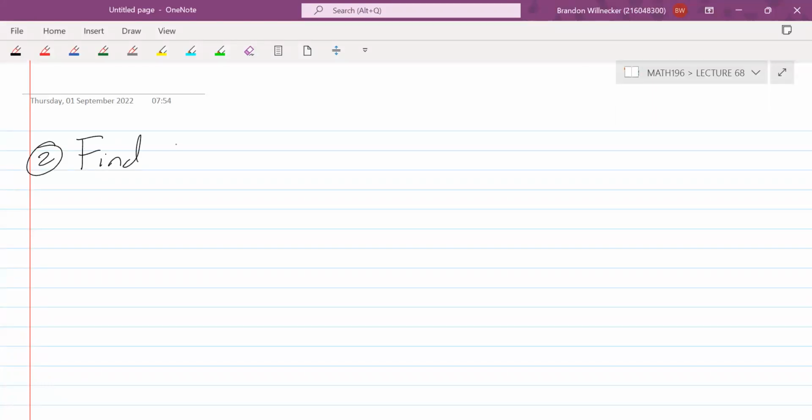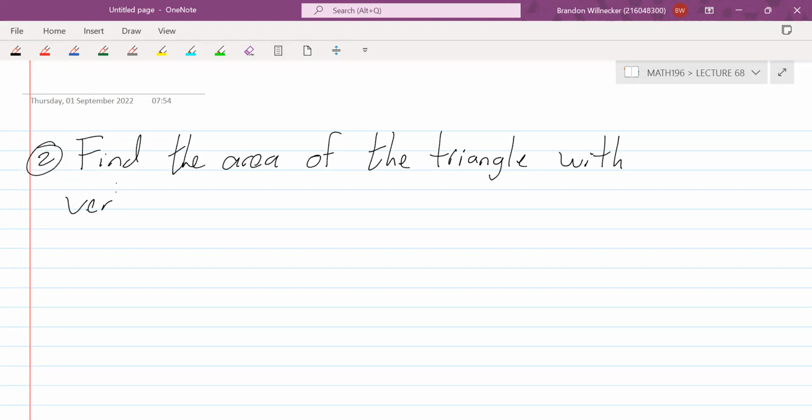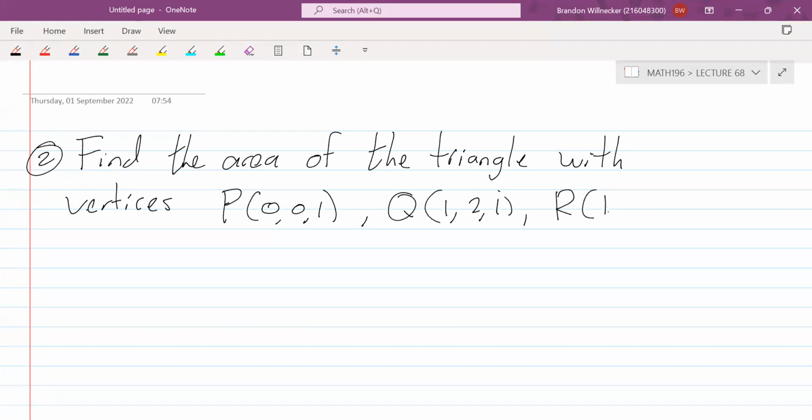Okay, so the next one was find the area of the triangle with vertices, and then they were P 0, 0, 1, Q 1, 2, 1, and R 1, 1, 0.